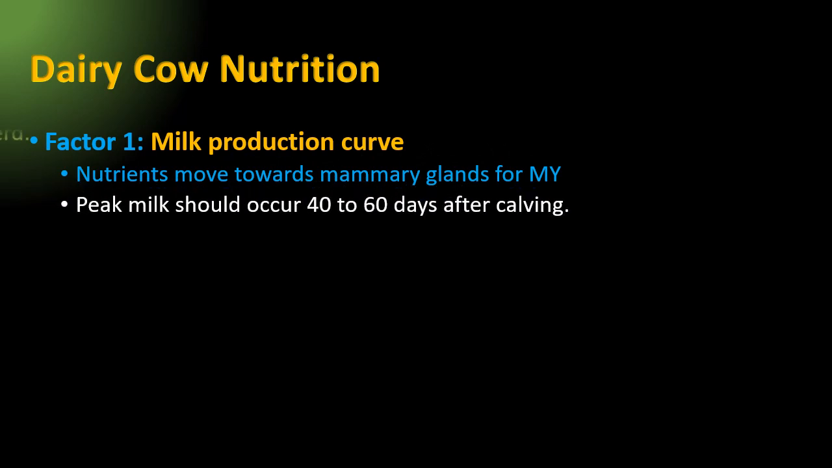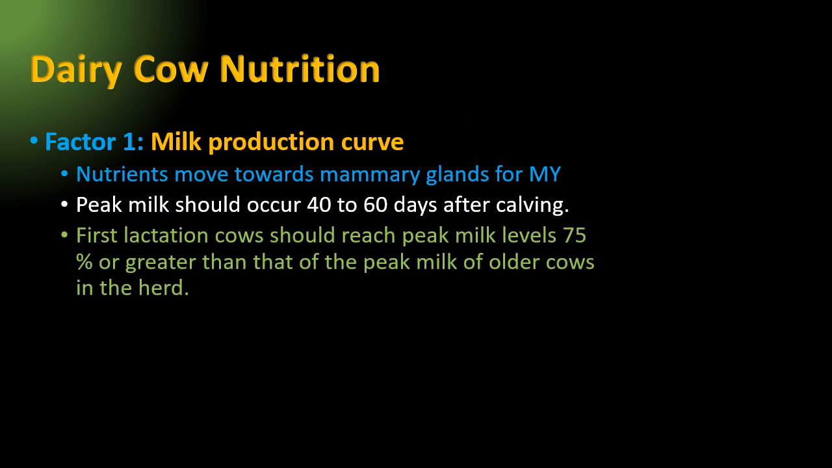This is considered for first calf heifers. The first lactation cows should reach peak milk levels 75% or greater than that of the peak milk of older cows in the herd. For example, if first lactation cows average 27 kg of peak milk, while older cows average 36 kg of peak milk, the ratio is 75%.